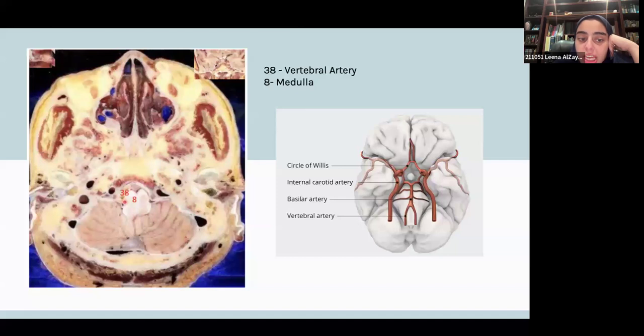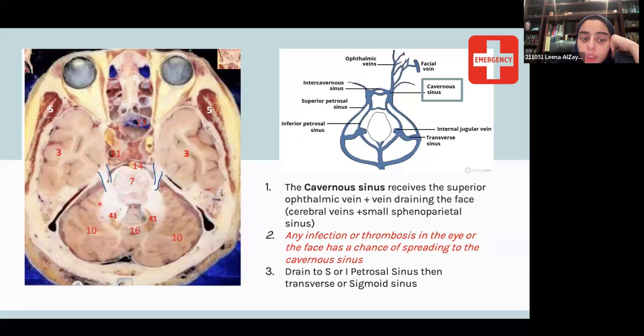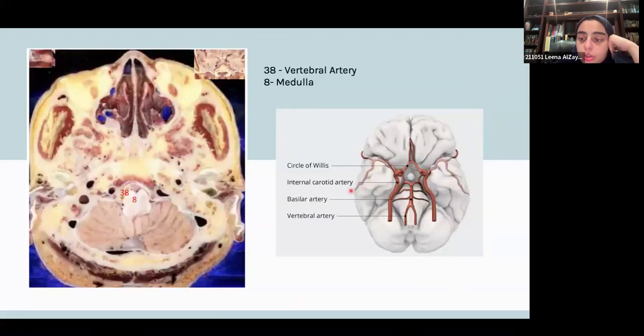So actually number 38 is the vertebral artery. 8 is the medulla. And then over here, when you see in the middle, in the groove, you can see that this is the pons and this is the basilar artery. So you can see that at the medulla level, it's the vertebral artery. And then when it goes all the way to the pons and into the basilar groove, they combine and become the basilar artery, and eventually it goes up to become other stuff. Clear? Next slide.